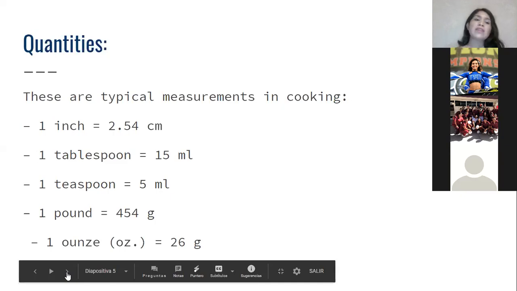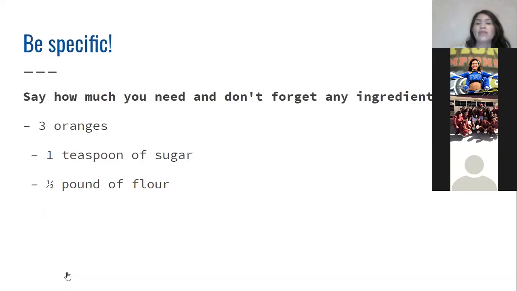What else do I have to do? So say how much you need, and don't forget any ingredients. For example, 3 oranges, 1 teaspoon of sugar, half pound of flour, etc. Right? These are like the measurements we saw in the previous slide. Those are the ones that you have to express and explain to follow the recipe correctly.